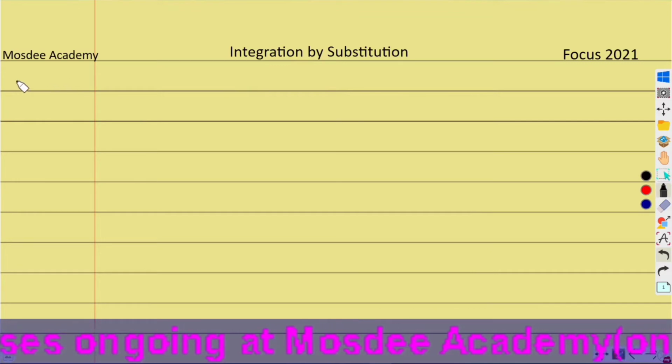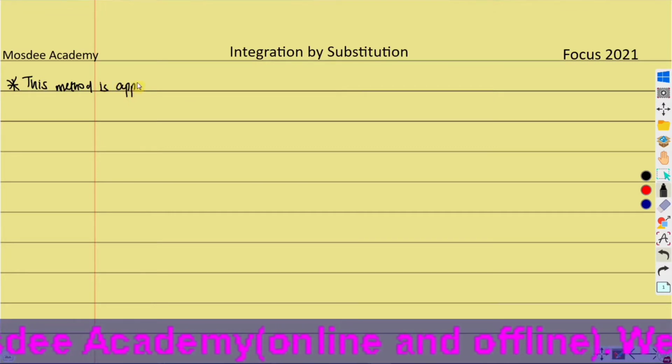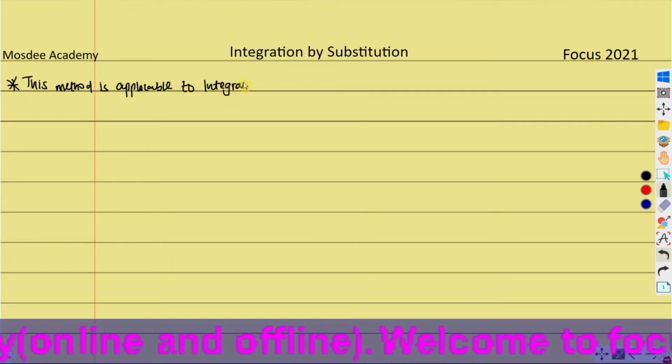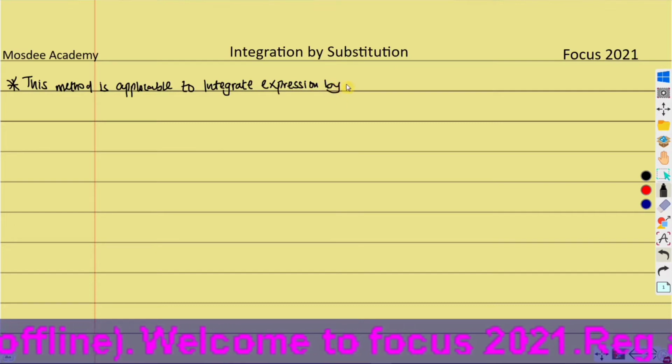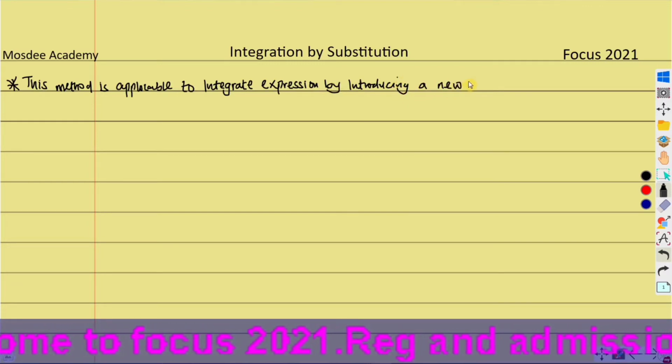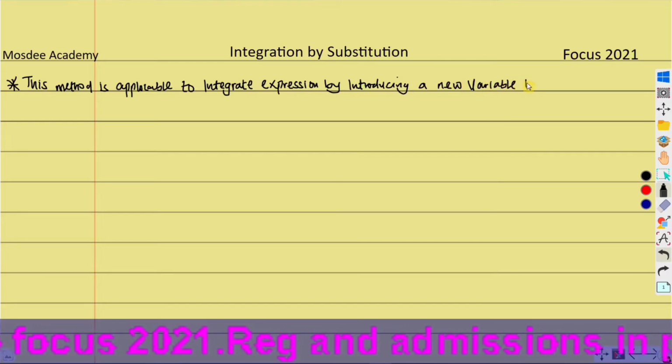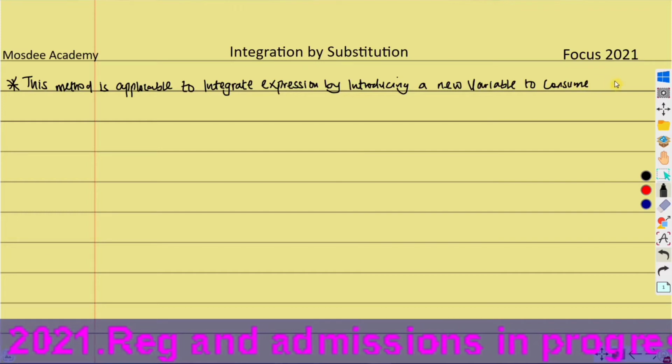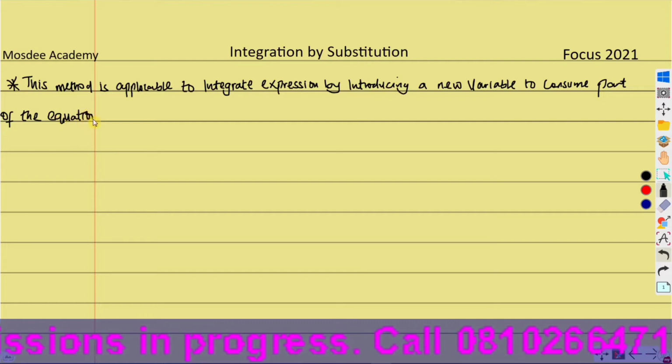In our early classes we might have studied that this method is applicable to integrate expressions by introducing a new variable to consume parts of the equation or expressions. So I hope students are getting this.